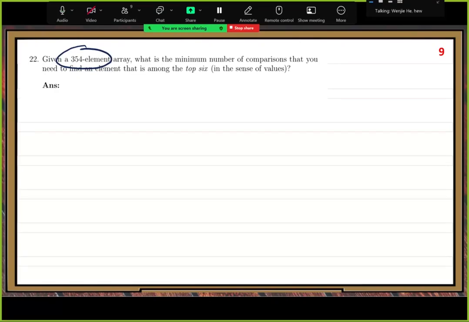Given a 354 element array, what is the minimum number of comparisons that you need to find an element among the top 6? Here, you need to do a lot of analysis work to understand the problem better. I recommend you use the result. We have a problem, we solve a problem.